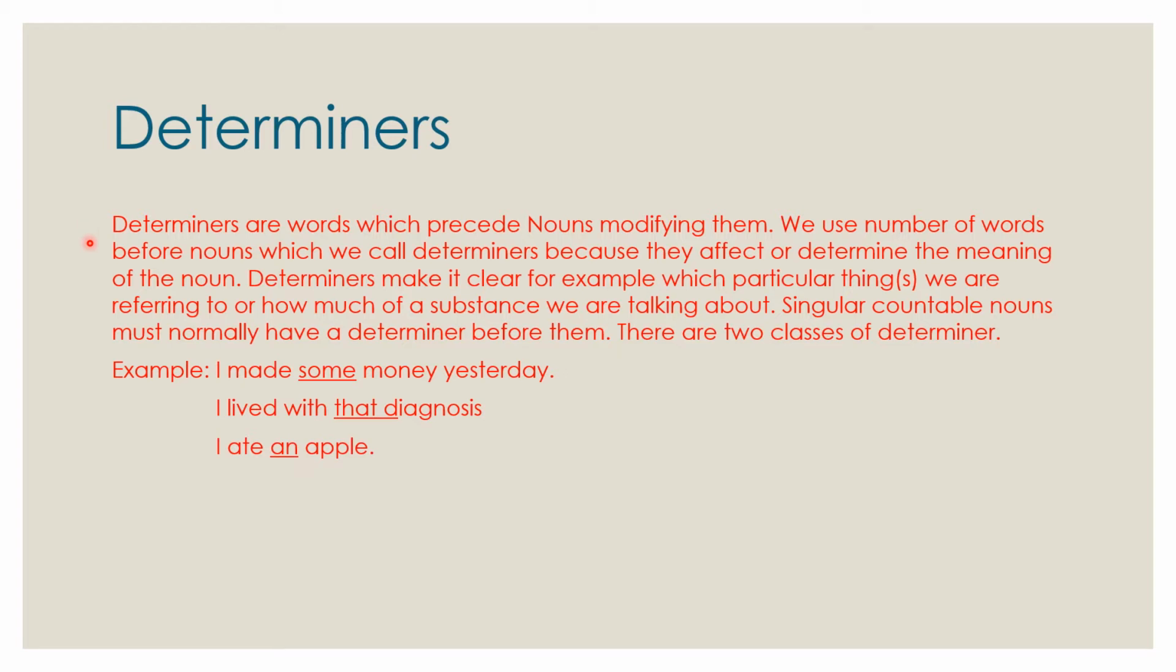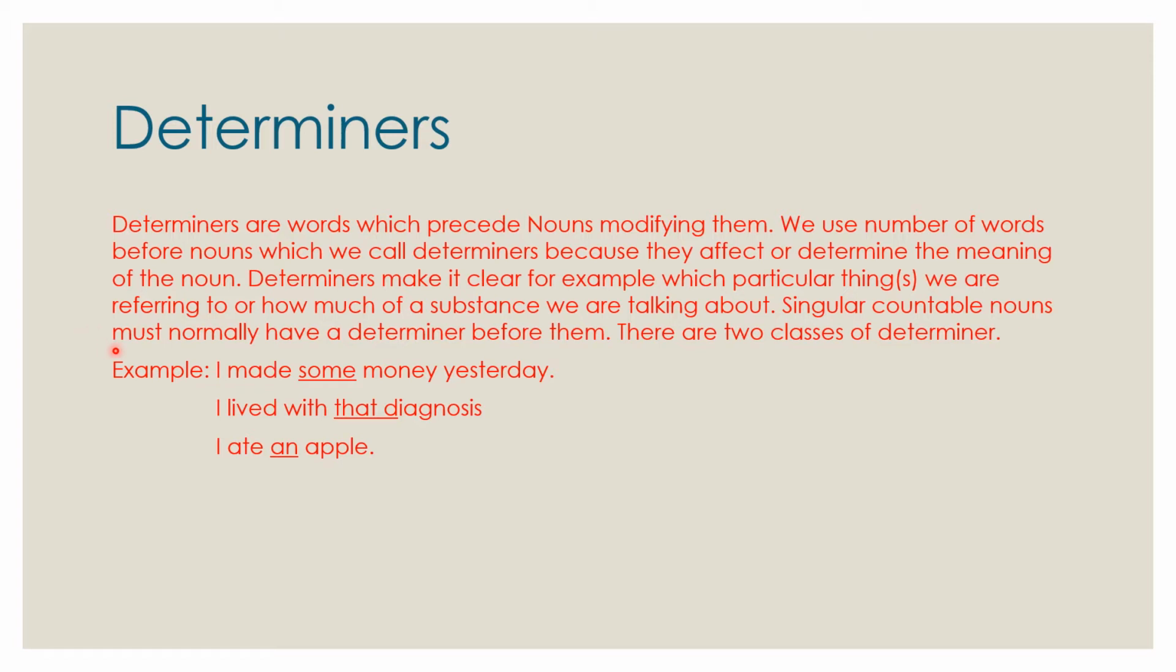We use a number of words before nouns, which we call determiners because they affect or determine the meaning of the noun. Determiners make it clear, for example, which particular thing or things we are referring to or how much of a substance we are talking about. Singular countable nouns must normally have a determiner before them. There are two classes of determiners.